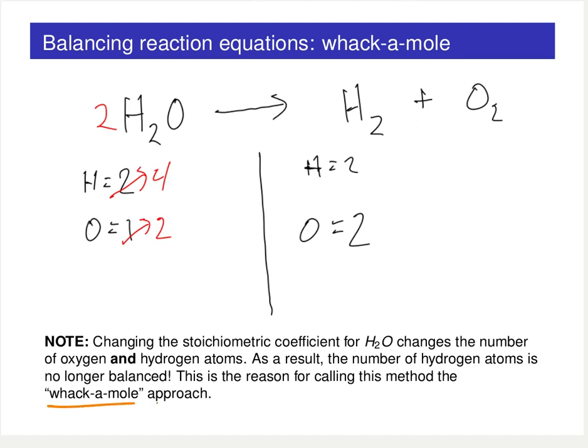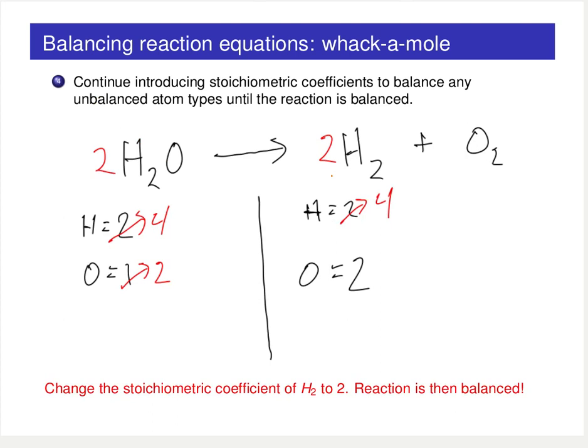And so that will be our next mole to whack, will be our hydrogen there. So introduce that stoichiometric coefficient of 2. We then have 4 hydrogen atoms on the right-hand side, 4 on the left-hand side. And because this element showed up by itself here, H2, there's only hydrogen present, introducing that stoichiometric coefficient does not unbalance the number of oxygen atoms, so we are in fact all set and ready to go.